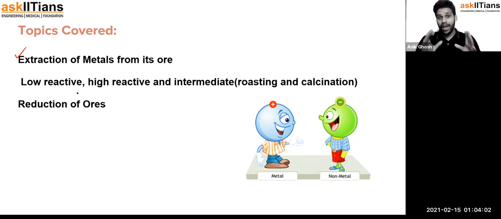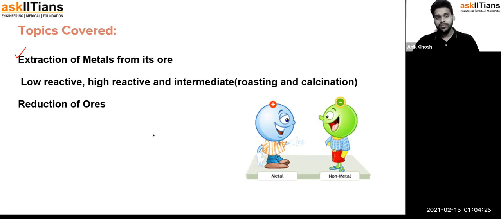And today, after getting the pure ore, whatever it is, be it hematite for iron, bauxite for aluminium, zincite for zinc, or copper pyrites for copper, you know all about it. When we have the concentrated ore in our hands, our work is to extract the metal out of it, okay?